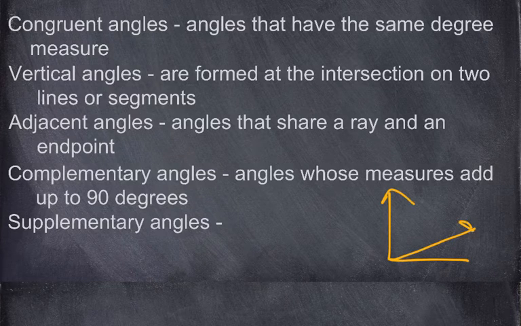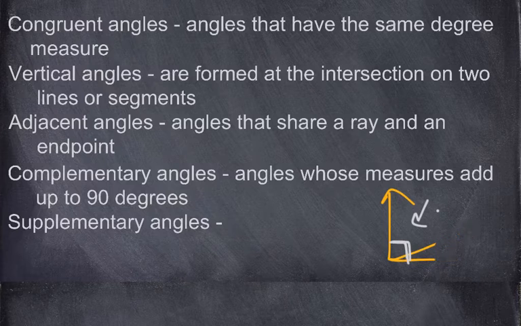So here's an example of complementary angles. This angle right here and this angle right here, since they add up to what we call a right angle, this is a symbol for a right angle, these two angles right here and here would be complementary to each other. Complementary angles are angles whose measures add up to 90 degrees.